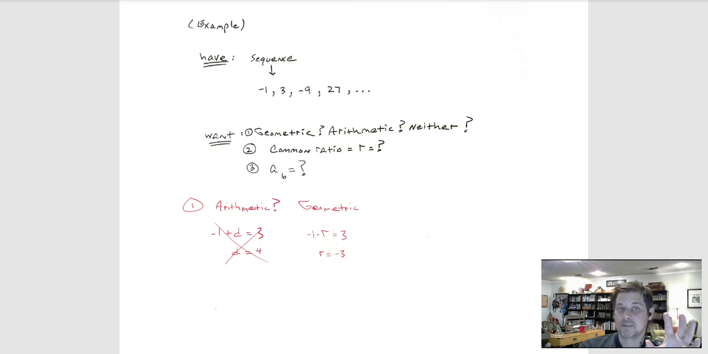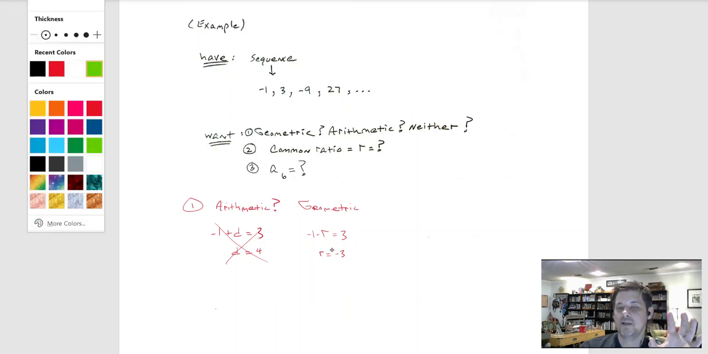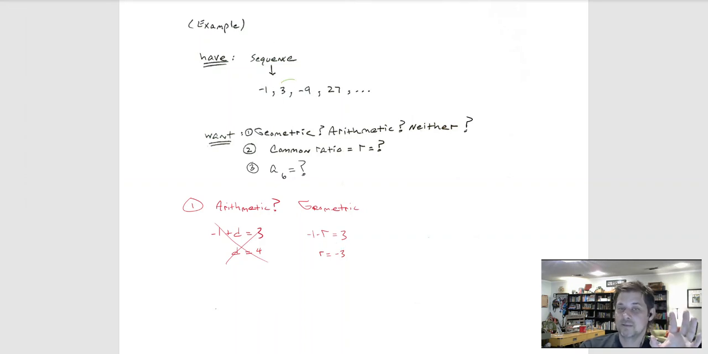Now, is it true? Can I put this to the test? Is it true that if I multiply the second term by -3, I get the third term? What's 3 times -3? It's -9. Let's try it one more time just to make sure. If I take -9 times -3, am I going to get positive 27? Yes, I get positive 27. So it is geometric. There's my answer. And r, this fixed number that you multiply any number by to get the next one, is negative 3. So there's my answer to question 1. And then here's my answer to question 2.